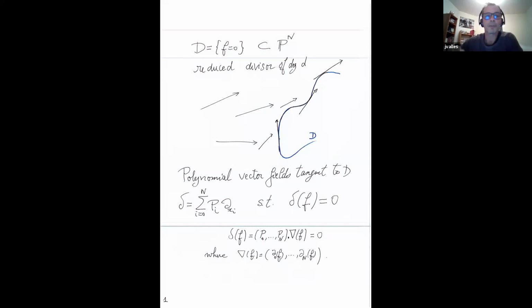What does it mean? It means that I consider some delta, like a derivation, which is a sum of Pi and the derivation according to the variable xi. Pi are polynomials of the same degree. And I want this polynomial vector field to be tangent to f equals 0, to the divisor, meaning that delta of f is 0. It can be also interpreted as a syzygy, a polynomial syzygy, P0 to Pn, of the Jacobian map given by the partial derivatives of f.